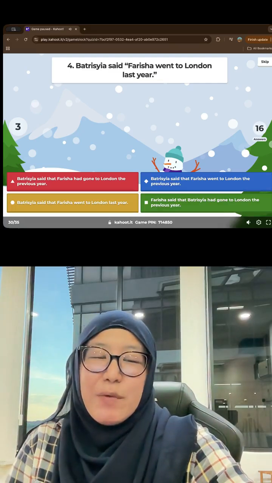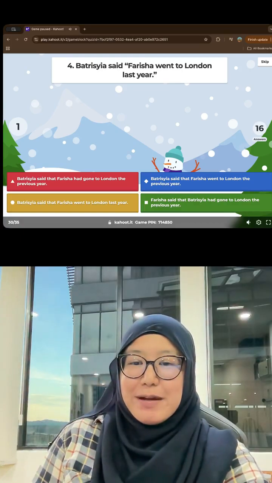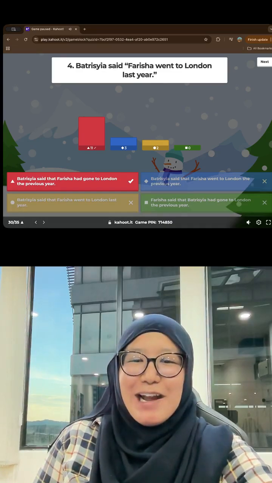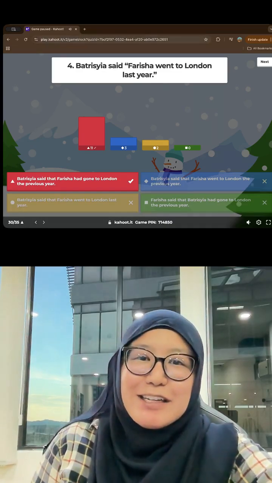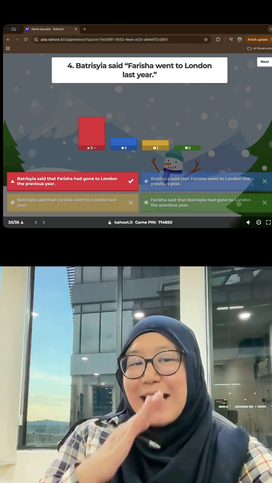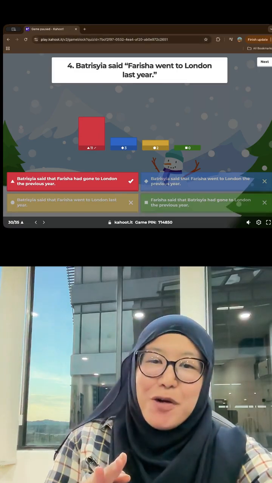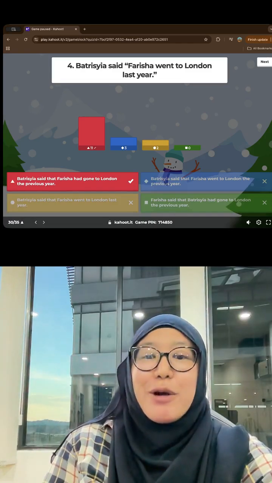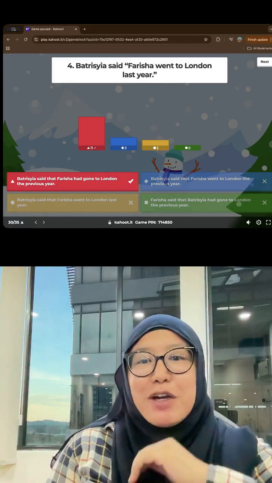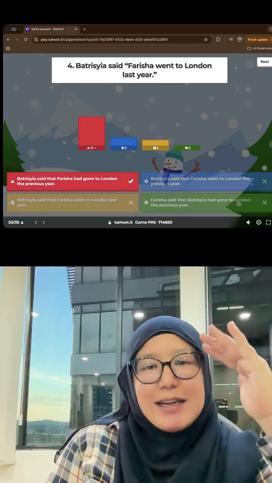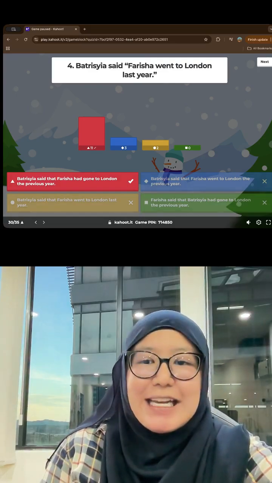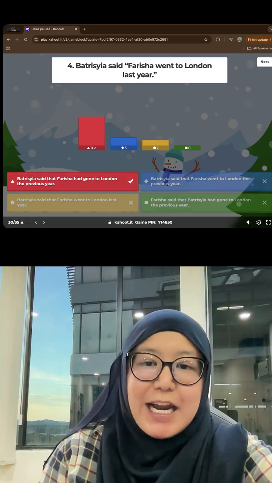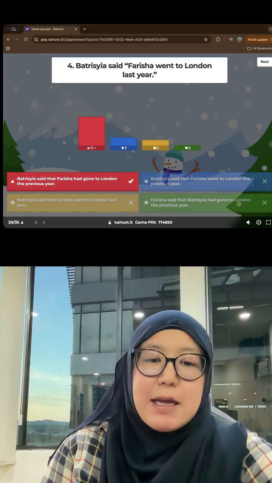When you look at the expression of time, that one color is straight up wrong. No, who answered yellow? You see, last year. So you have to change the expression of time. You cannot use last year anymore when you change direct to reported speech. So yellow is definitely wrong because it repeats the last year again. It's actually red. Trisha said that Farisha had gone to London the previous year.